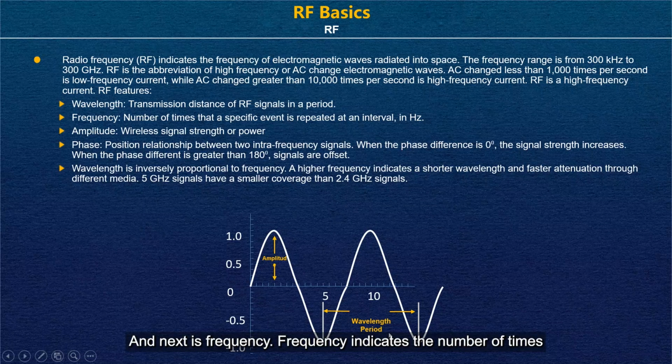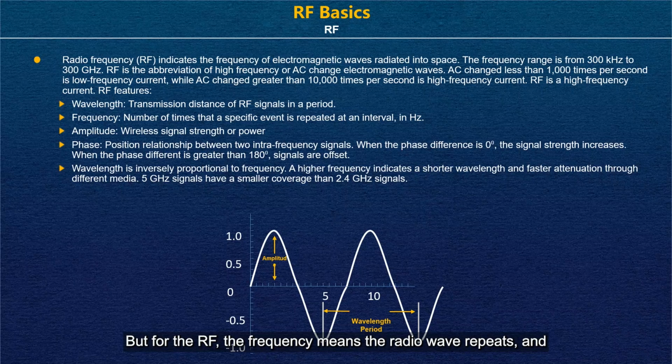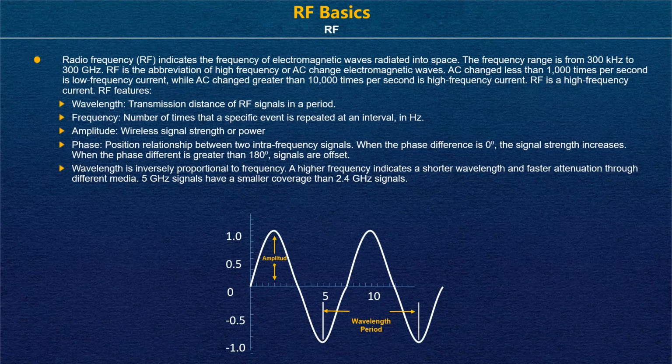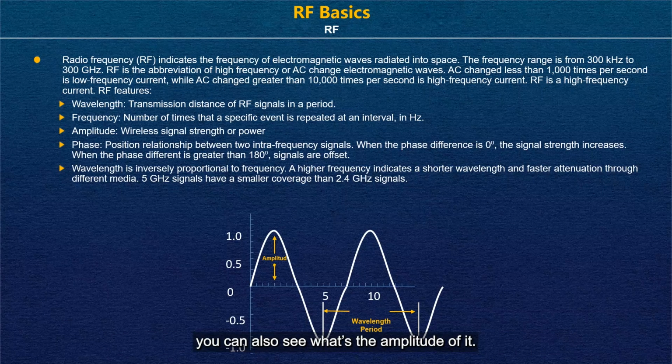And next is frequency. Frequency indicates the number of times that a specific event is repeated at an interval in Hertz. But for the RF, the frequency means how often the radio wave repeats. And normally we use Hertz to distinguish them, high frequency or low frequency. Okay. Next is amplitude, which is the signal strength or power. And in this picture, you can also see what the amplitude of it is.